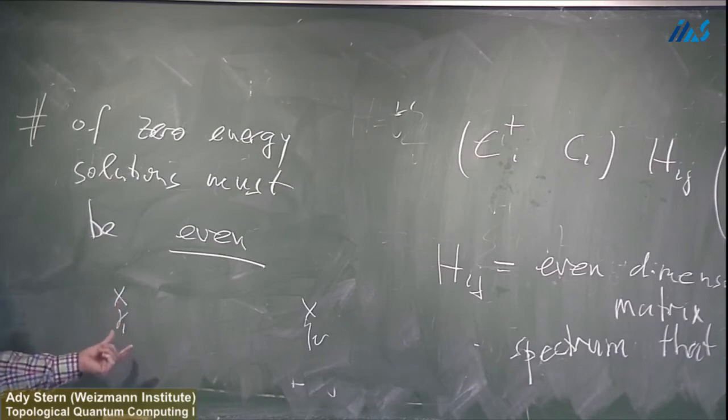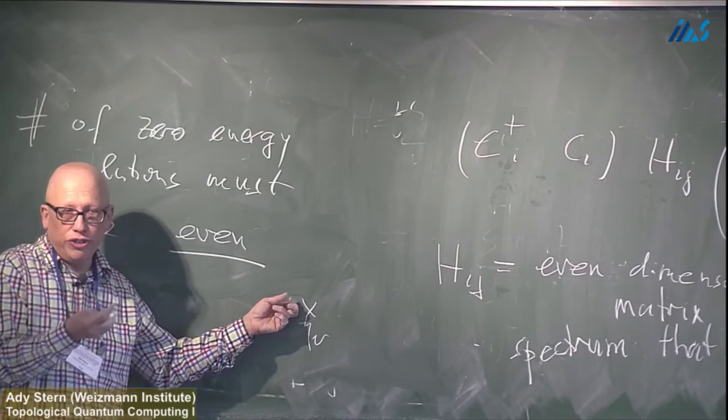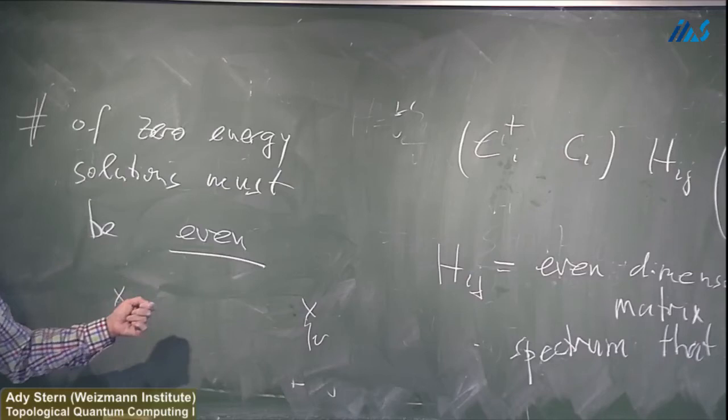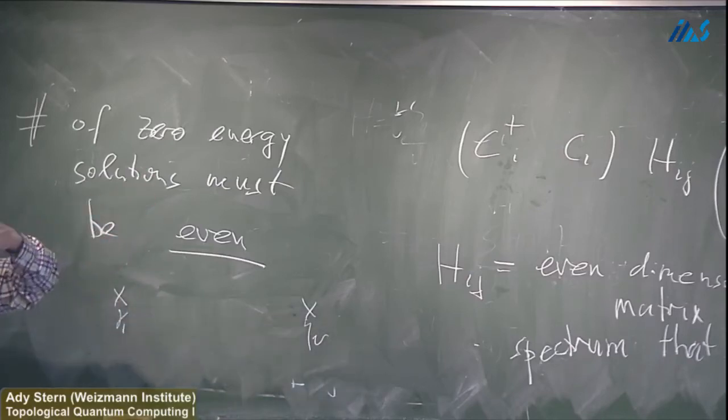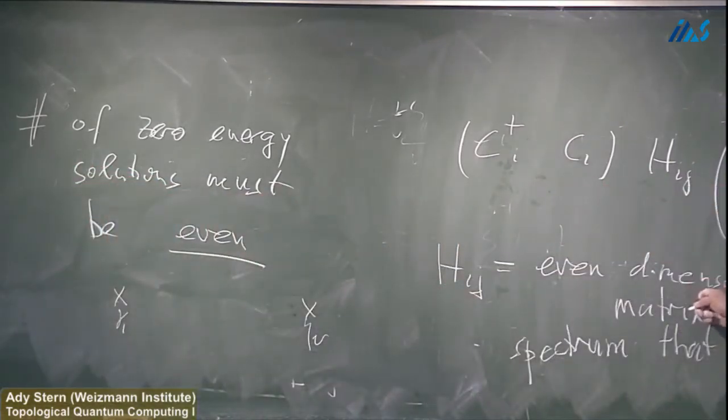So when they are localized, there is no way you can make one of them move away from zero energy by applying a perturbation to it, because the other one is out of your influence, and you cannot be left with an odd number. So this is the stability. It's not based on the symmetry point of t equals delta. You see what it's based on? Some global properties of this Hamiltonian. That it's an even dimensional matrix, and that it has a spectrum that is symmetric with respect to zero.